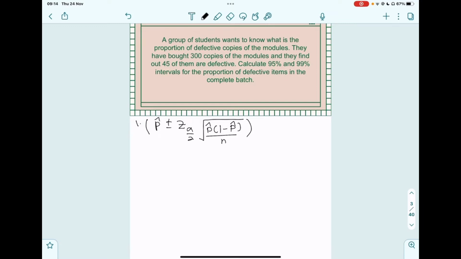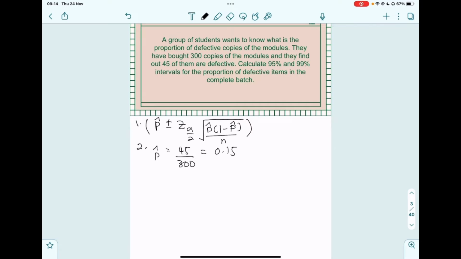Now I will explain briefly what every symbol in the formula means. First we have the p. This is the proportion, which is the number of defective copies divided by the total number of copies in the question. So we have 45 defectives divided by 300. So we will have 0.15.